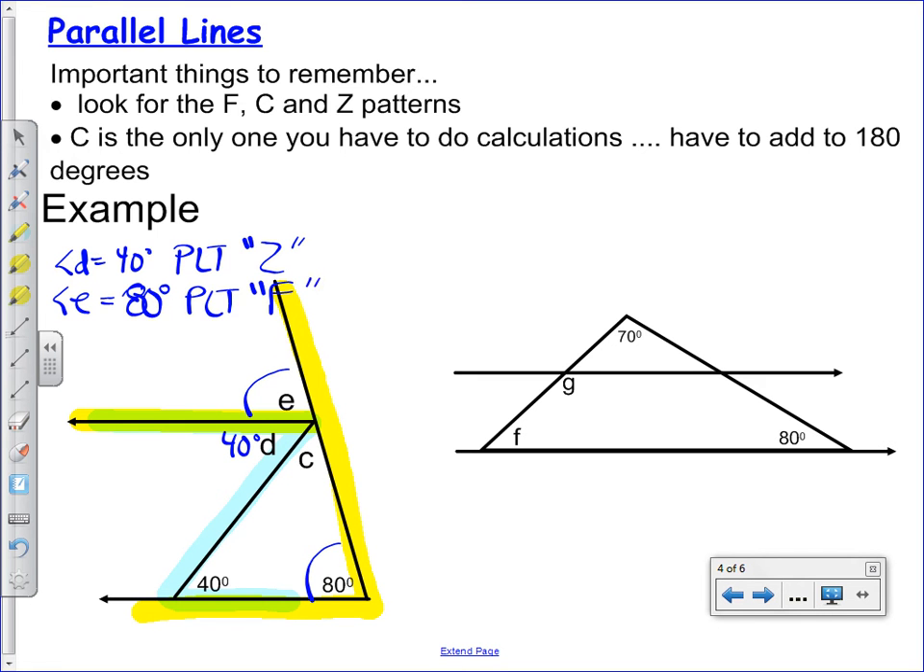As soon as you guys see parallel lines, start looking for those letters. EQAO always gives you an open response question involving parallel lines. You want to look for the letters to help you out.